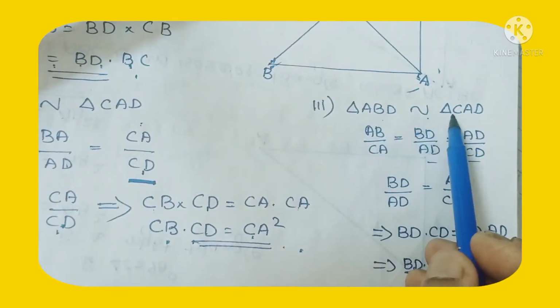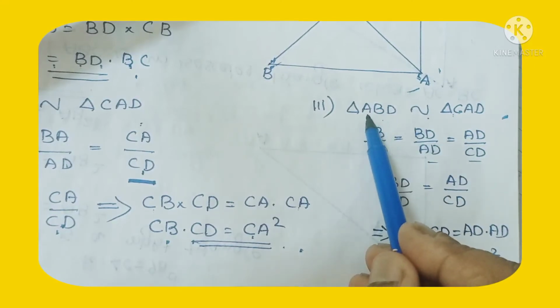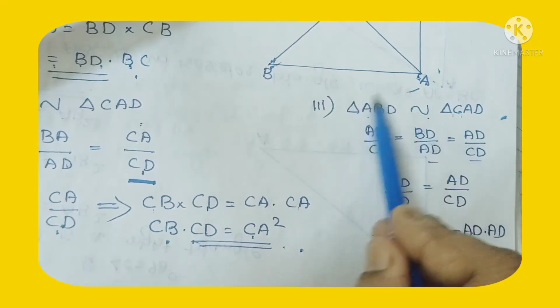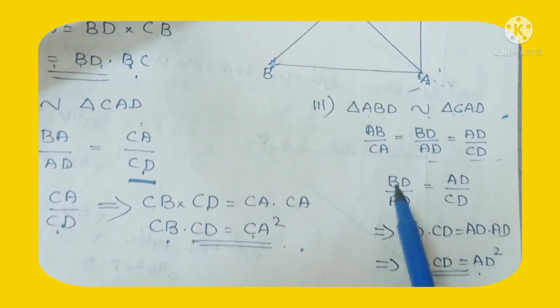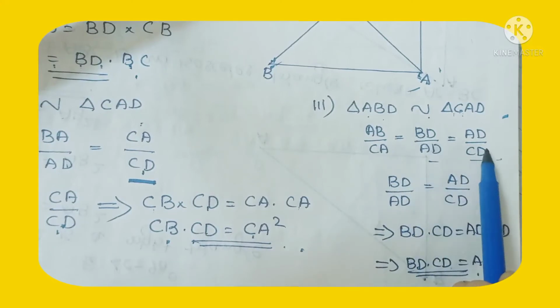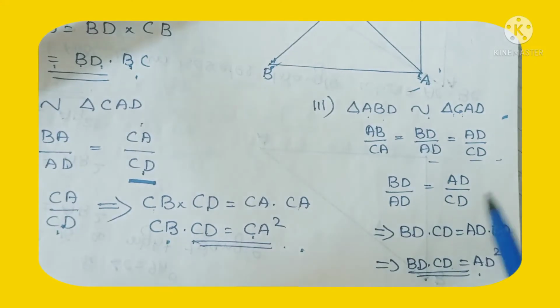Then triangle ABD is similar to triangle CAD. Then corresponding sides: AB by CA equal to BD by AD equal to AD by CD. Then take the two ratios, BD by AD equal to AD by CD. Then cross multiplying, BD into CD equal to AD into AD. So BD into CD equal to AD square.